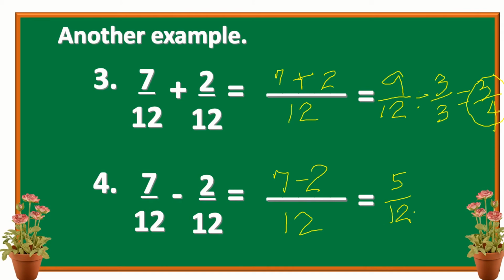Mom, how about this one? This is still big. Can we still reduce that? Yes, this is big, but it cannot be reduced because there is no number that can be divided by 5 and by 12. Okay, so this is now your final answer.